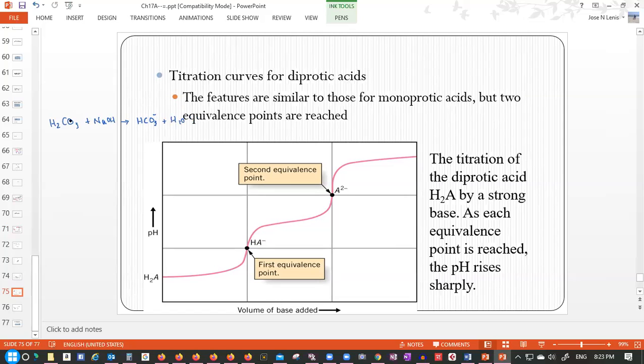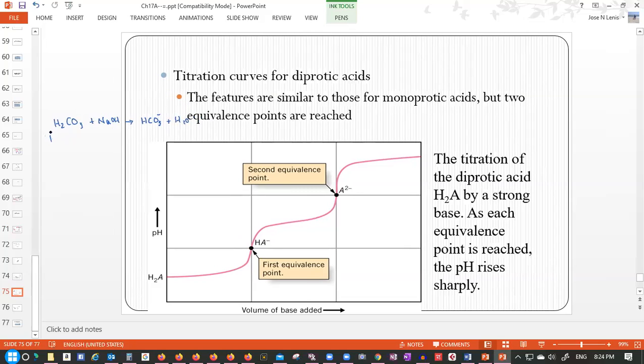So once all this first hydrogen has been titrated, you get here the first equivalence point. And then you continue adding the sodium hydroxide and then we'll start titrating the second hydrogen, which is this. So that one goes through a second step of titration, producing CO3 2 minus with more sodium hydroxide to completely neutralize all the hydrogens. So you will get the carbonate salt plus water, and of course more sodium plus.